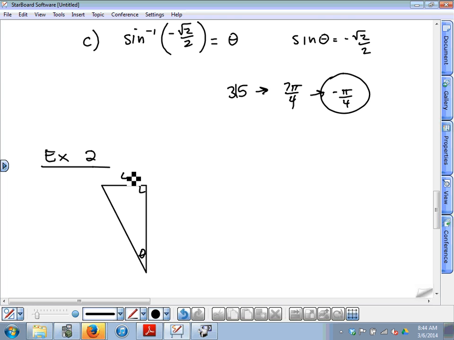Now, if the top side here is 4, and the hypotenuse is 9, find the measure of theta.